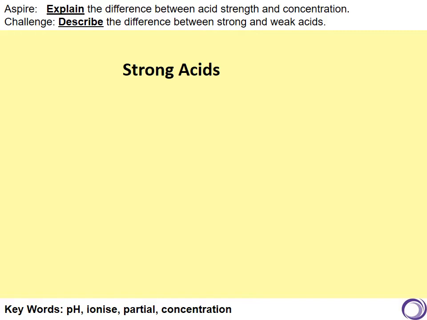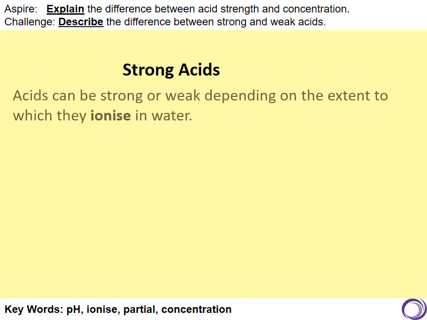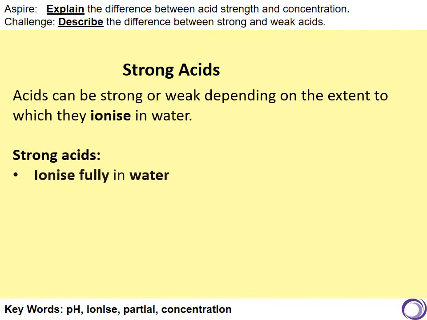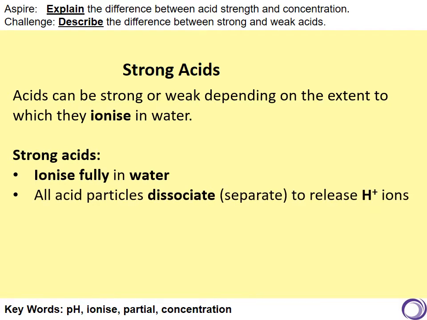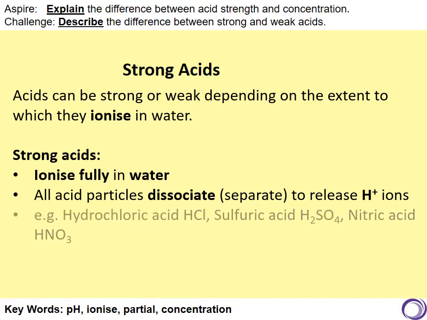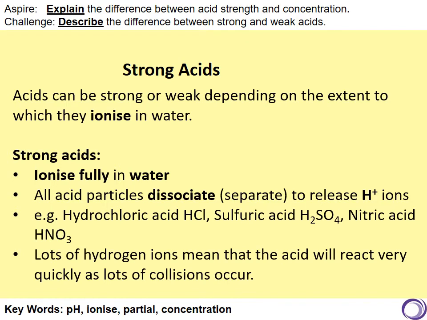We decide how strong an acid is by the extent to which they ionize in water. Strong acids will fully ionize in water. That means that all the acid particles dissociate, that means separate, to release H plus ions. Examples of strong acids are hydrochloric acid, sulfuric acid, nitric acid. You will be expected to know the formulas of each of these acids. Lots of hydrogen ions means that the acid will react quickly, as lots of collisions can occur.